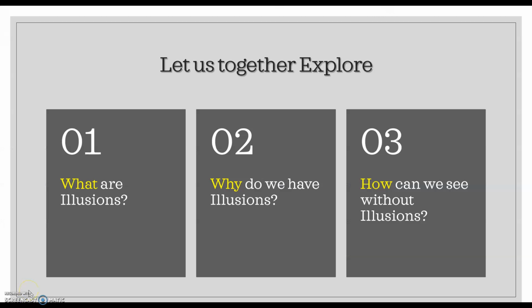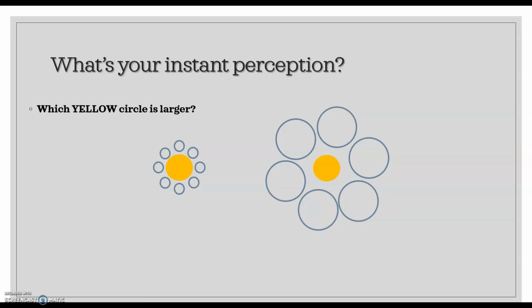Let us explore the following aspects on illusions. What are illusions? Why do we have illusions? How can we see without illusions? We always think we are having a detailed grasp of what our world around us is. Do we really see the world as is?